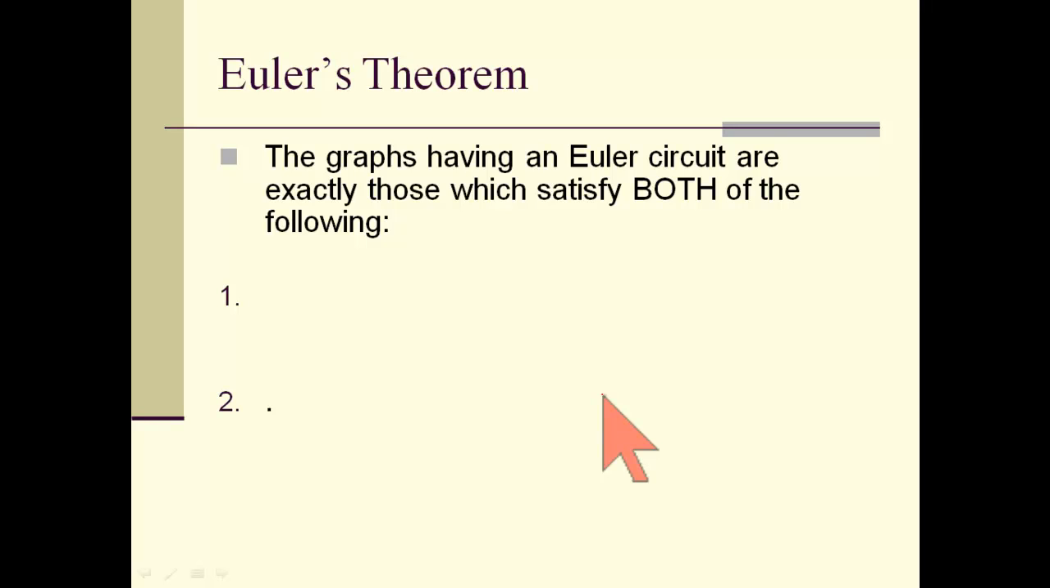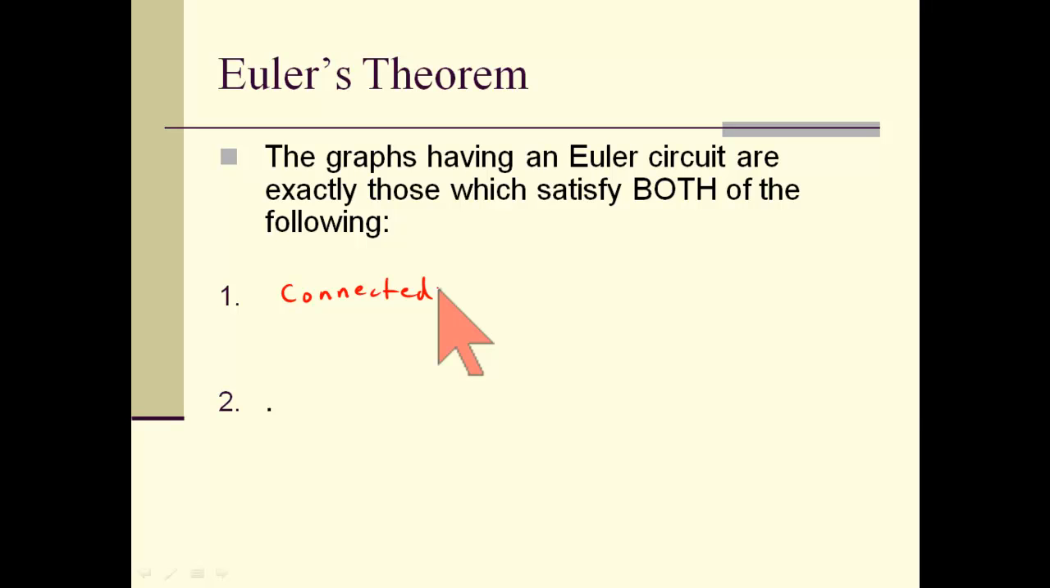A graph will have an Euler circuit if it satisfies both conditions. Let me give them, and I hope they'll seem very reasonable. First of all, we talked about connectedness. What does connectedness have to do with an Euler circuit? Well, if a graph isn't connected, there are a pair of vertices where you can't get from one to the other, and so you can't possibly hope to construct an Euler circuit for a graph that isn't connected. And so that'll be one of our conditions.